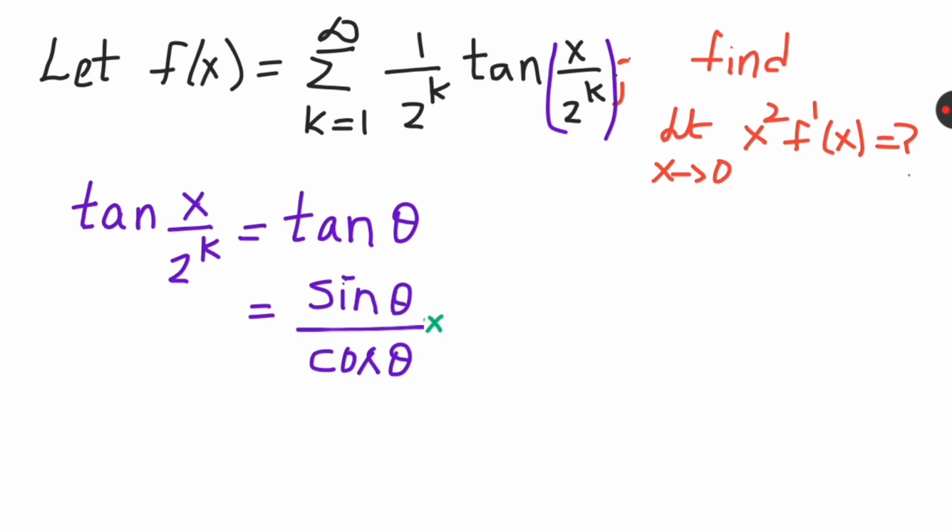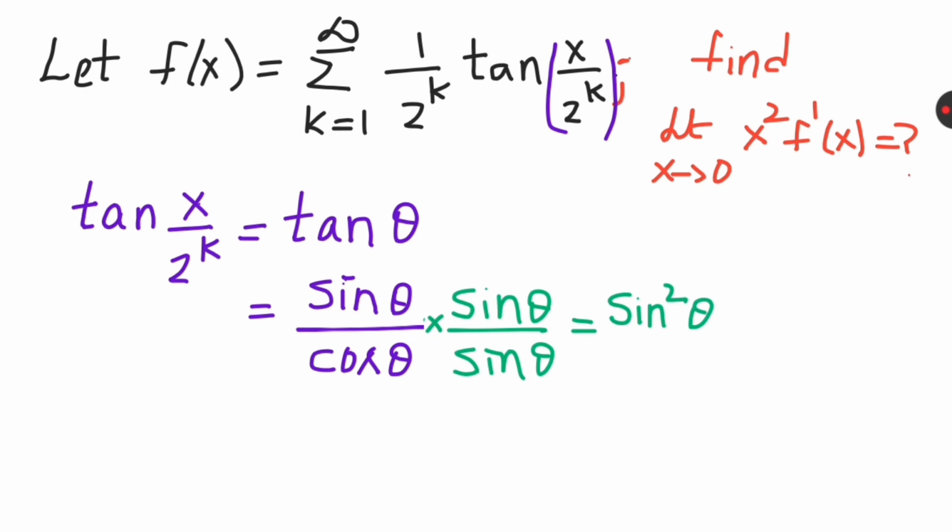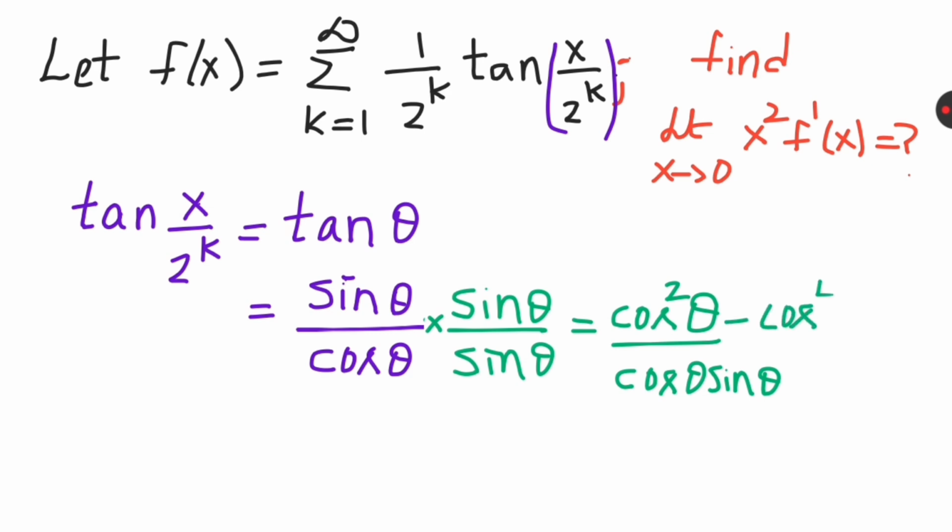If you multiply and divide it by sin theta, that is going to be sin square theta over cos theta sin theta. For this numerator sin square theta, we are going to add and subtract cos square theta. We are adding 1 cos square theta and subtracting 1 cos square theta, and write the sin square theta. So this plus cos square theta and minus sin square theta, we are left with only sin square theta, cos square theta.